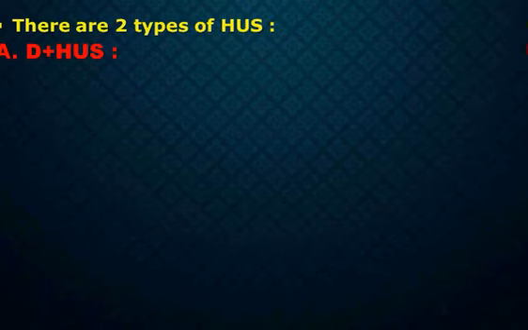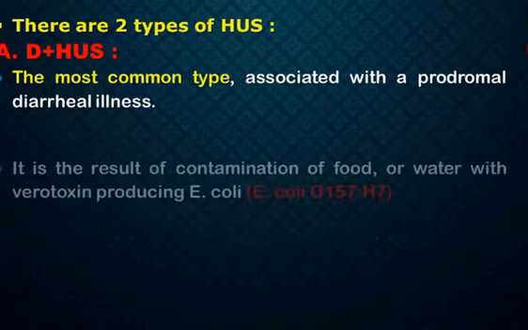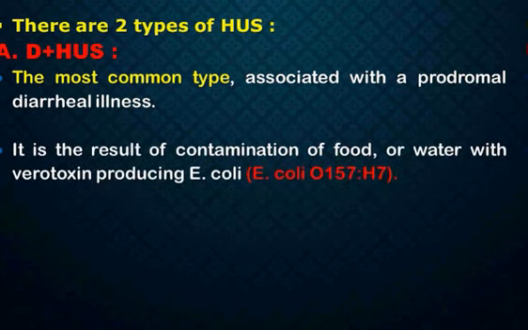D refers to diarrhea, because this is the most common type, and there is a prodromal diarrheal illness. And which diarrheal illness? This is the result of contamination. This is not just any diarrhea or gastroenteritis. Of course, this is by E. coli, a special strain of E. coli, which is called E. coli O157:H7. This produces a toxin called verotoxin.